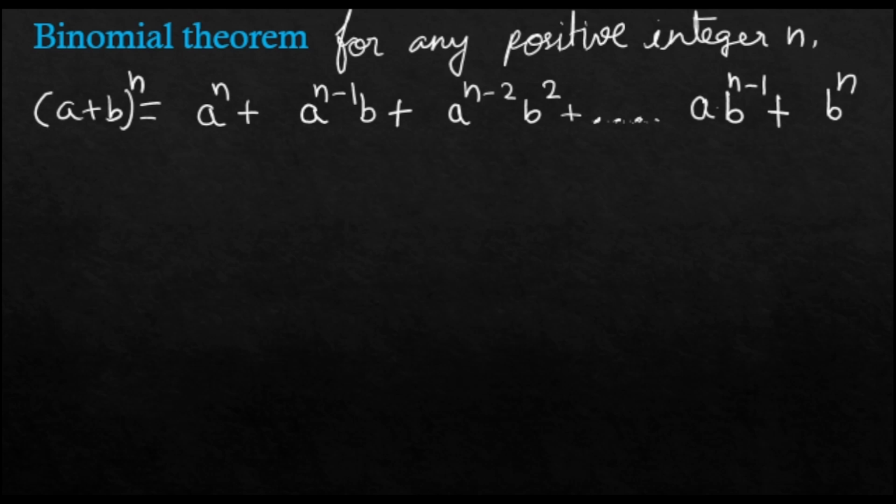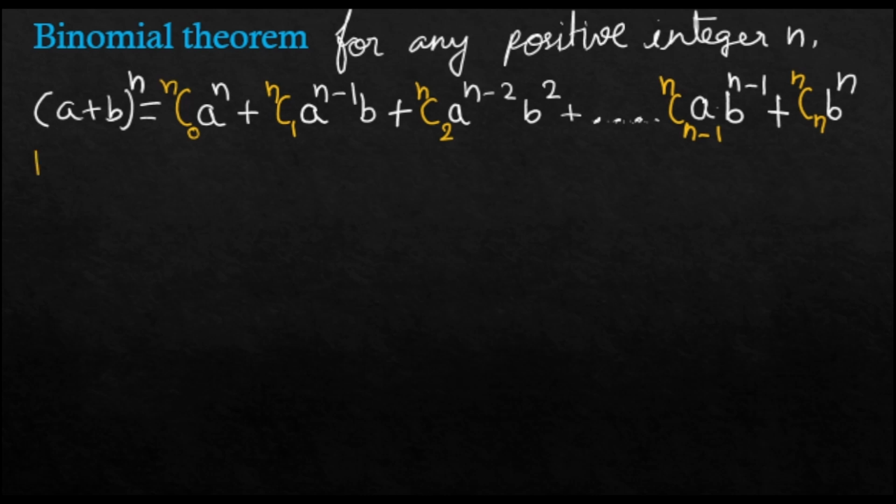Let's write the coefficients for this expansion. So the index is n, we will write n c 0, n c 1, n c 2, and the last one is n c n, and the previous one will be n c n minus 1. Okay, that's how we will write the coefficients.